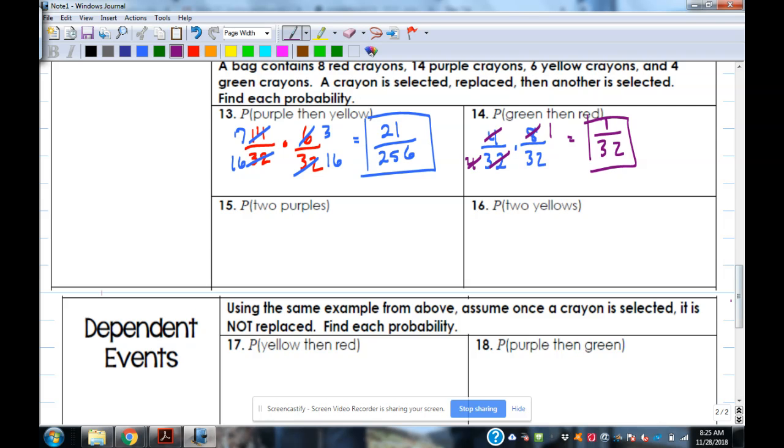Okay, 2 purples. Probability of purple, 14 out of 32. We put it back, same probability again. Reduce there. 7 over 16 for both of them. And that would be 49 over 256.